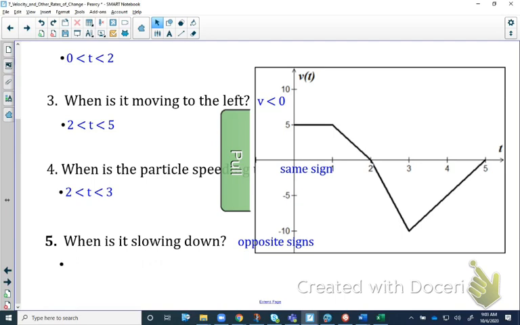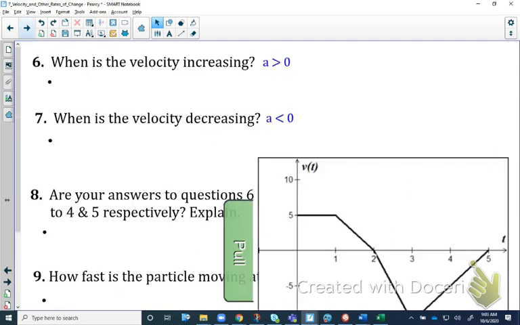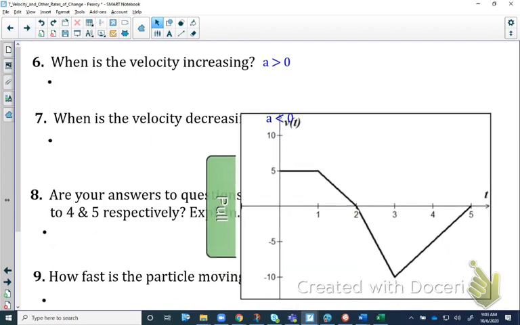So it's going to be slowing down between 1 and 2 seconds and between 3 and 5. I keep saying seconds. I guess just accept that I'm going to keep saying it. But between 3 and 5 seconds. So when is the velocity increasing, meaning when is the acceleration going to be greater than 0? Well, the acceleration is greater than 0 anywhere we have a positive slope. And the only place where the acceleration has a positive slope is between the time interval of 3 to 5.